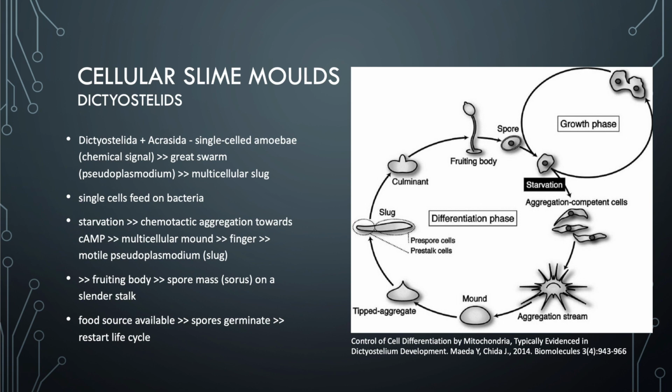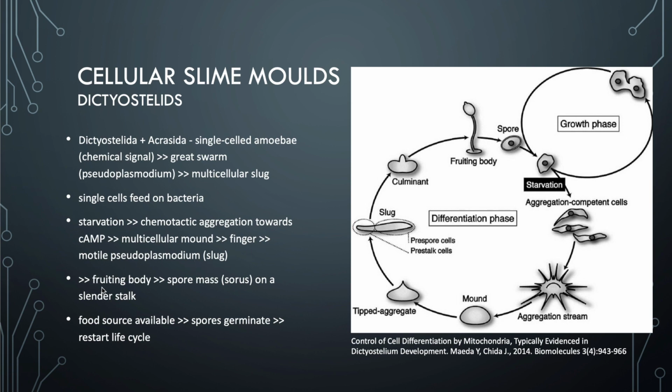So they become aware that starvation is a potential reality for them, and they then go through this chemotactic aggregation towards the signal that these stressed cells are putting out. This chemical release and this aggregation allows the individuals to start creating a multicellular mound. And this produces a finger, where the mound actually stands up in such a fashion that it produces something that's been likened to a finger, and then the motile pseudoplasmodium is formed, called the slug.